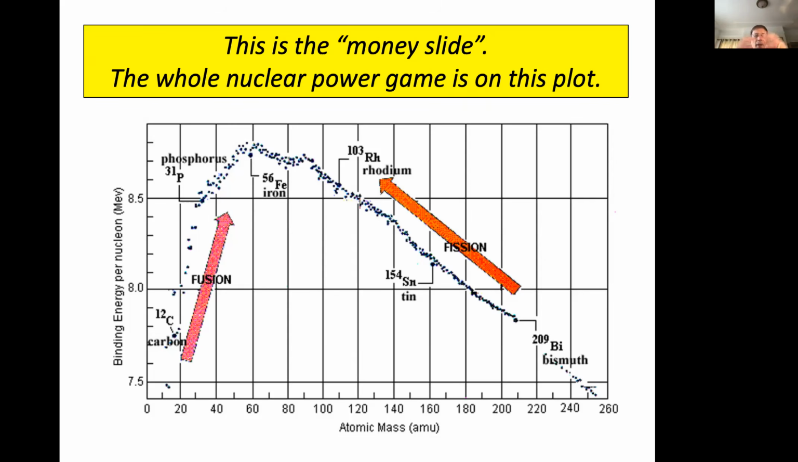If I break a large nucleus in half, because the final state, the two main fragments, are much more tightly bound, I have gained energy out of that. So this is why I call it the money slide. And modern day nuclear weapons make use of both these phenomena of fission and fusion.